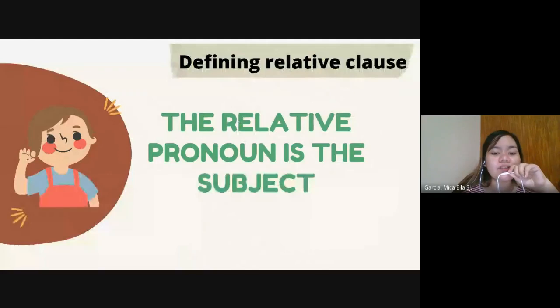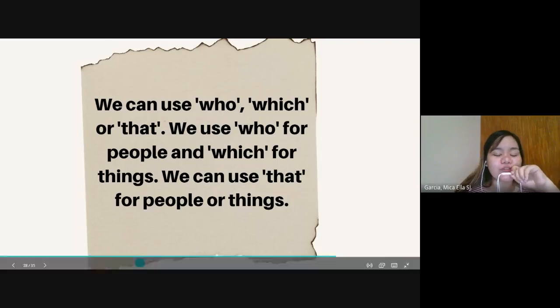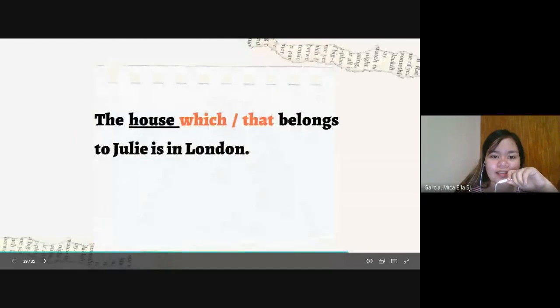Let's have the first situation. The relative pronoun is the subject. So we can use who, which, or that. We use who for people again, and which for things. And we can use that to refer to people or things.